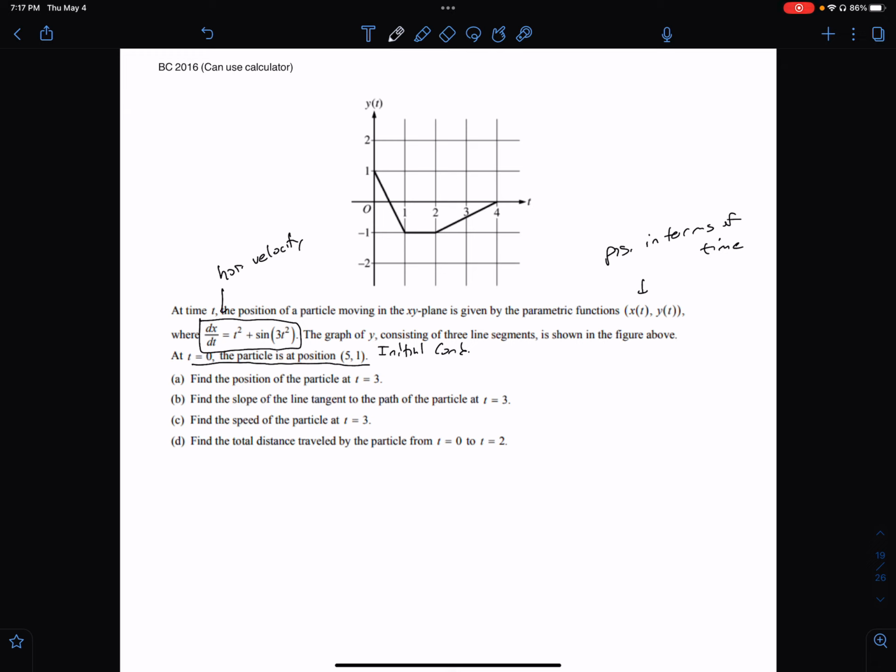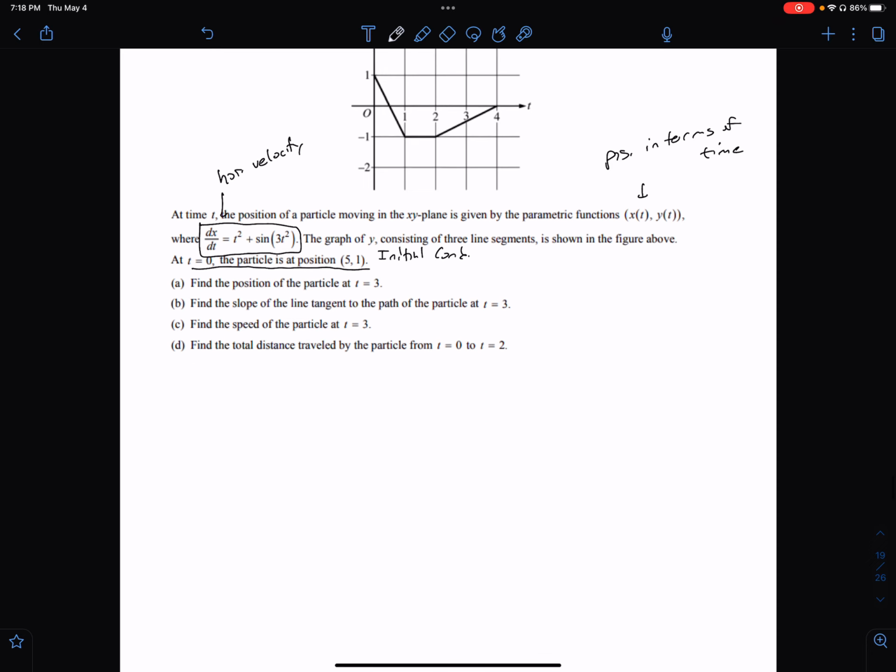So if we take a look right here, they gave us the graph of y. So not the derivative of y, but the position of y at any given time. So at t equals 0, the y value is 1. At t equals 2, the y value is negative 1. And the slope of the line I know is going to give me y prime of t. So I'm going to write that down. y prime of t is the slope. So remember, this is telling us the vertical velocity. Sorry, my penmanship is terrible right now.